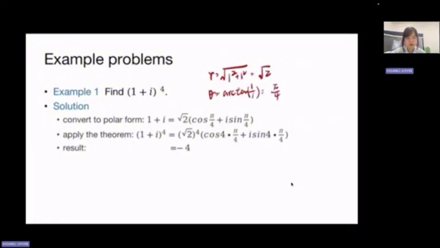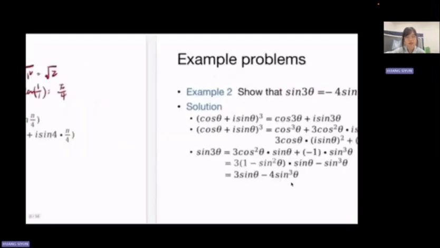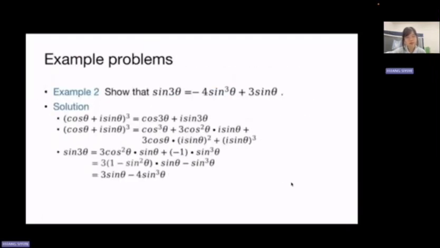So we just raise the square root of 2 to the power of 4, and we multiply the angles by 4. Then we can get the result. Example 2 is to prove a trigonometric identity. We first associate sine 3 theta with the theorem.